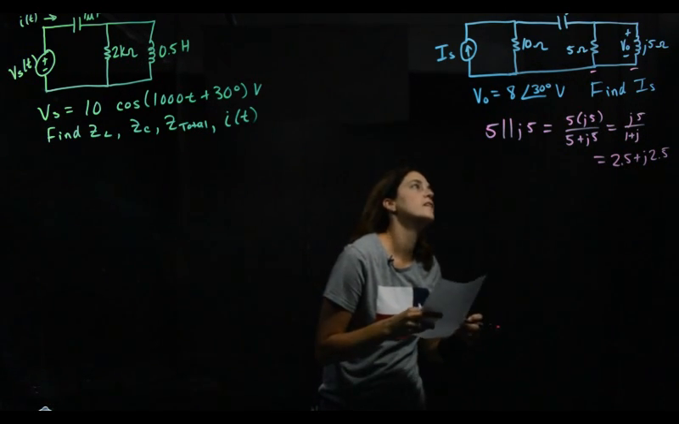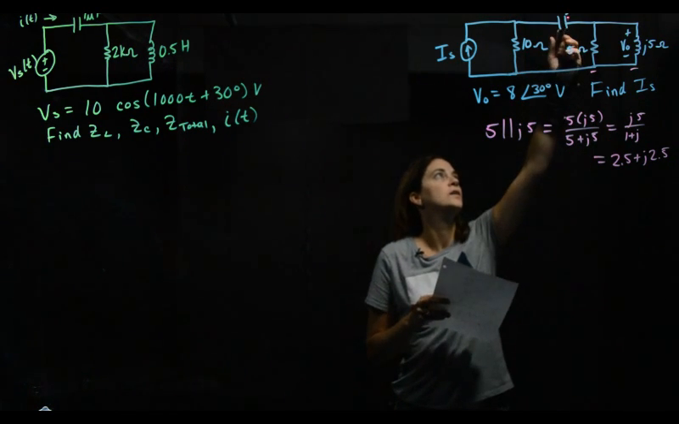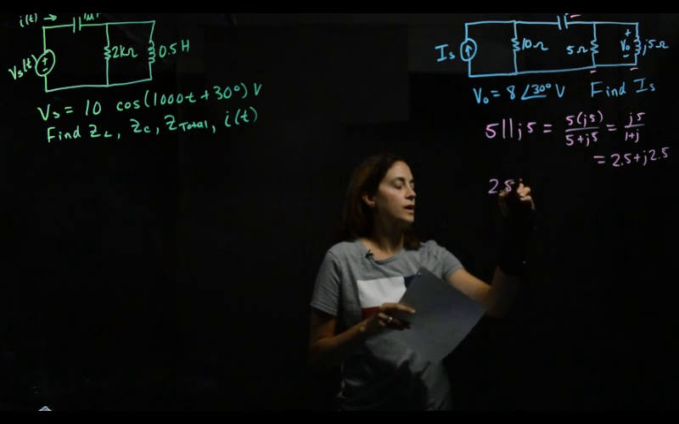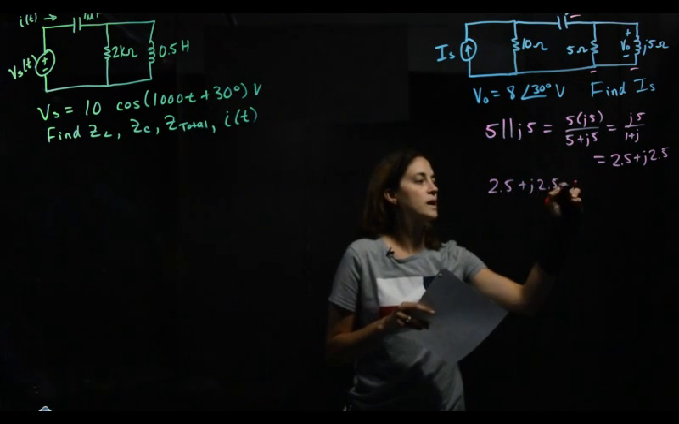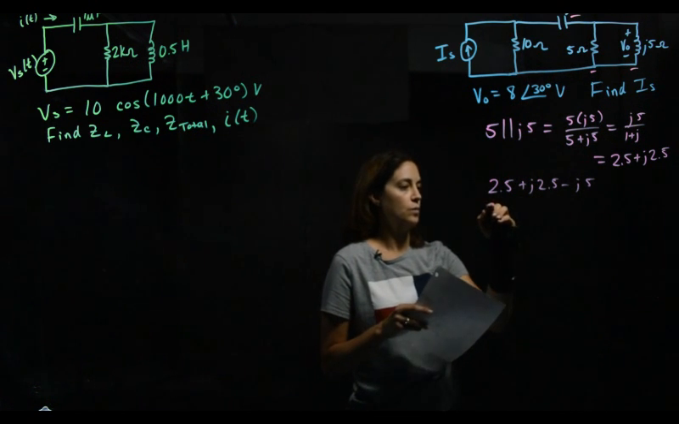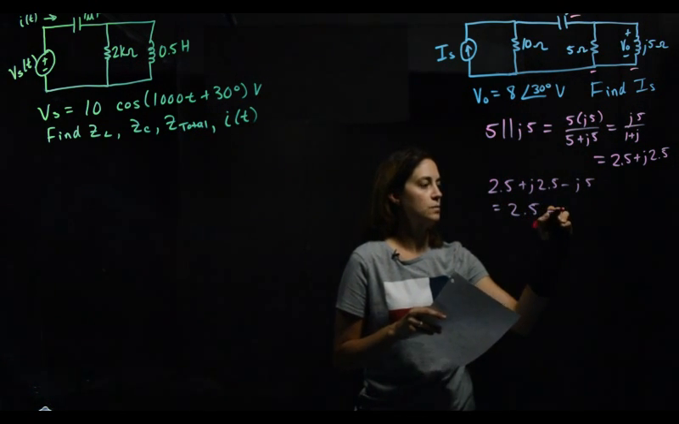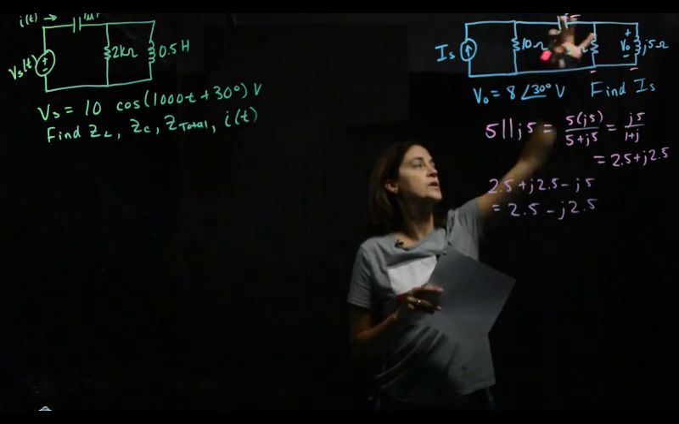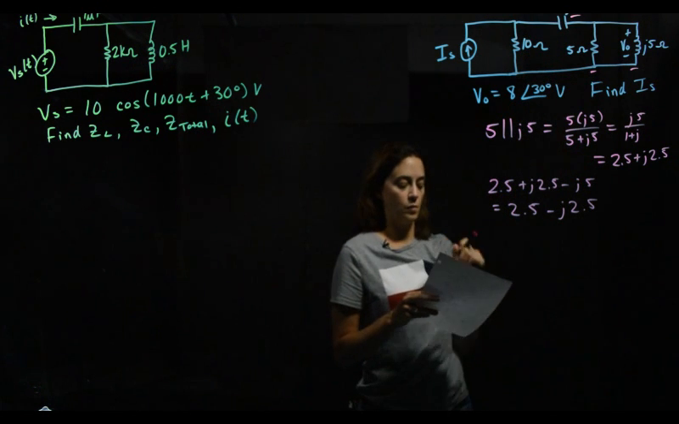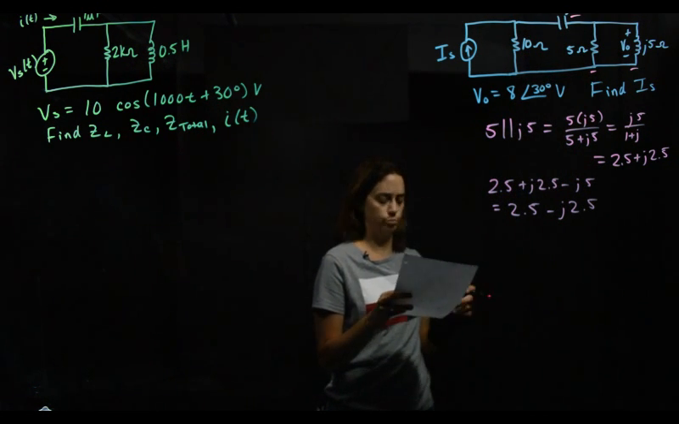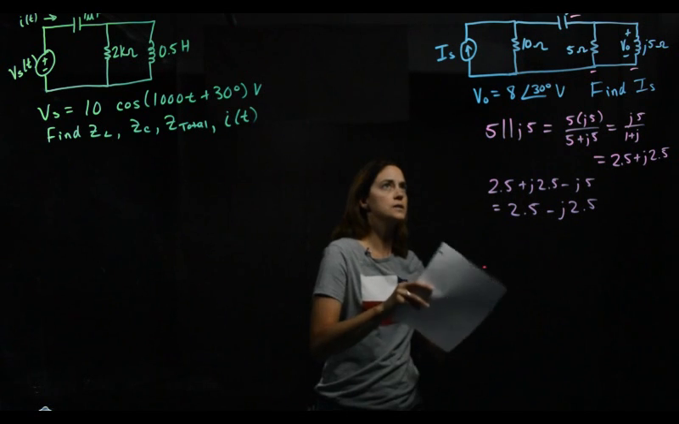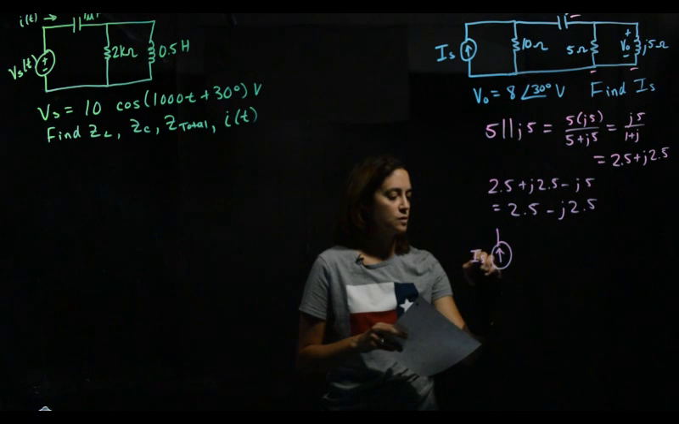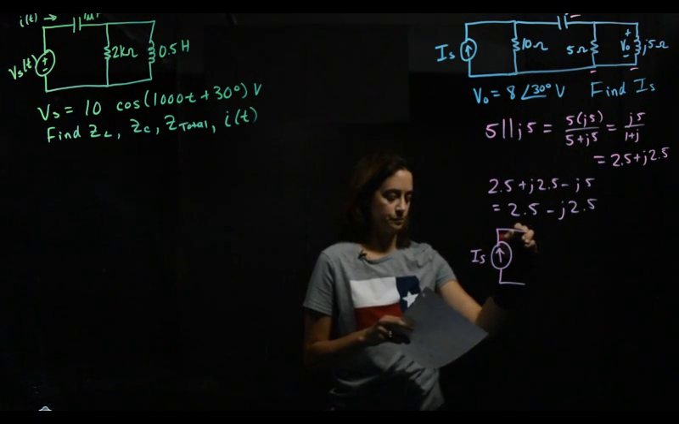Okay, and then that is in series with this minus J5. So we can have 2.5 plus J2.5 minus J5, or 2.5 minus J2.5. And then that combination, all of those things, is in parallel with our 10. Oh, but I don't want to do that. That wouldn't be useful, would it? So let's redraw what we have right here. Redrawing is important so you don't do useless steps.